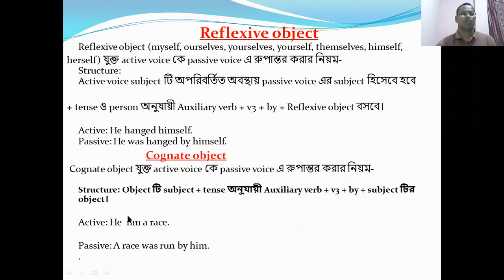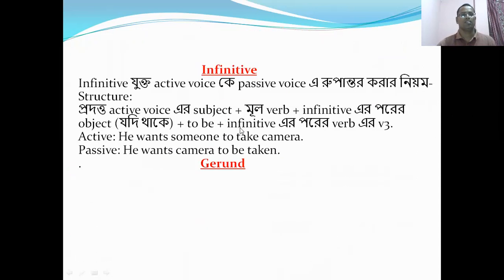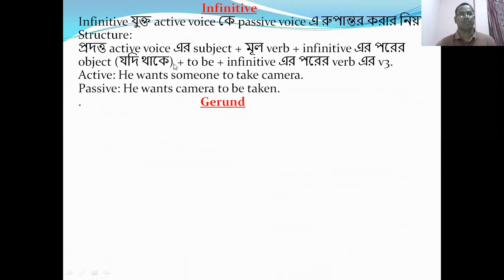If we get a cognate object, then it will be like this. He ran a race. A race was run by him. Let's see, if we get an infinitive in active voice, then the passive will use this structure. He wants someone to take the camera. He wants the camera to be taken.